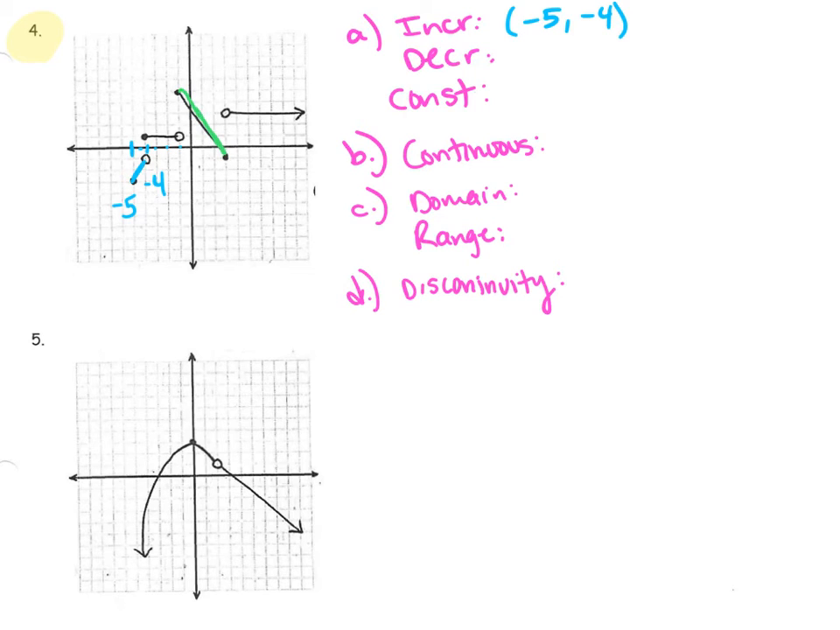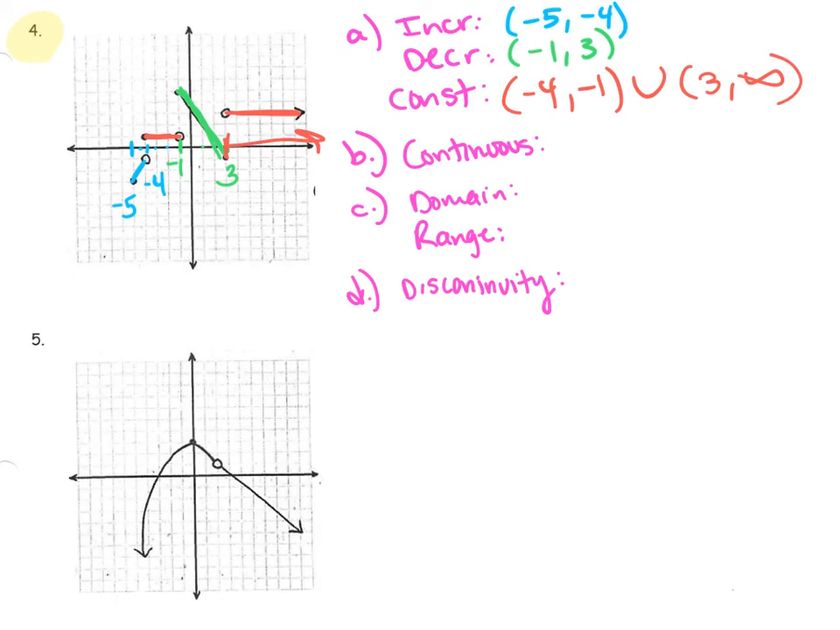Okay, let's see, where is it decreasing? So I see it decreasing here. And that's from negative 1 to positive 1, 2, 3. I believe that's 3. Yep. So we're decreasing from negative 1 to 3. And we're constant in 2 places. We're constant here and we're constant here. So between negative 4, negative 1, unioned with 3 to infinity.